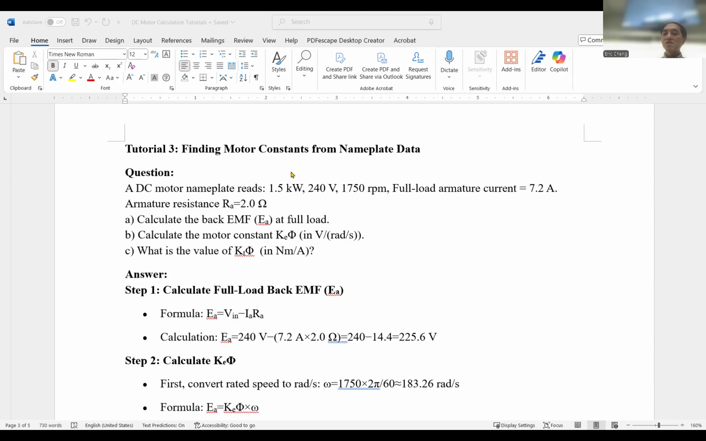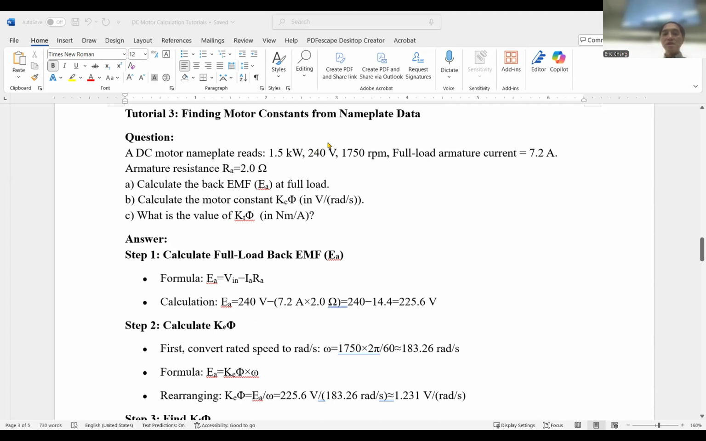But here, in this question, the nameplate gives the full load current, 7.2 amp, and the armature resistance usually will be constant, independent of the current. So calculate the back EMF. The input voltage is 240, so that 240 is the one applied to the whole motor. When you apply it, of course inside the motor we got the RA resistance. So the 240 volt, after we take away the voltage drop on the armature resistance, 7.2 amp multiplied by 2 ohm, will give 225 volt. So this voltage will appear as the back EMF.